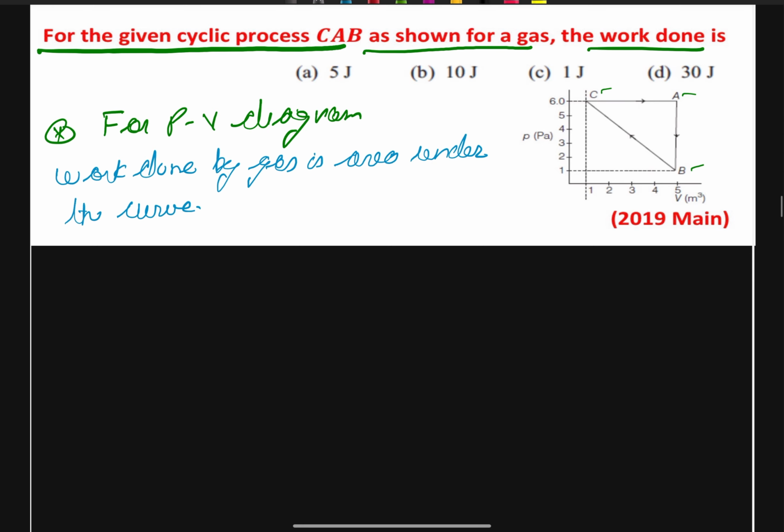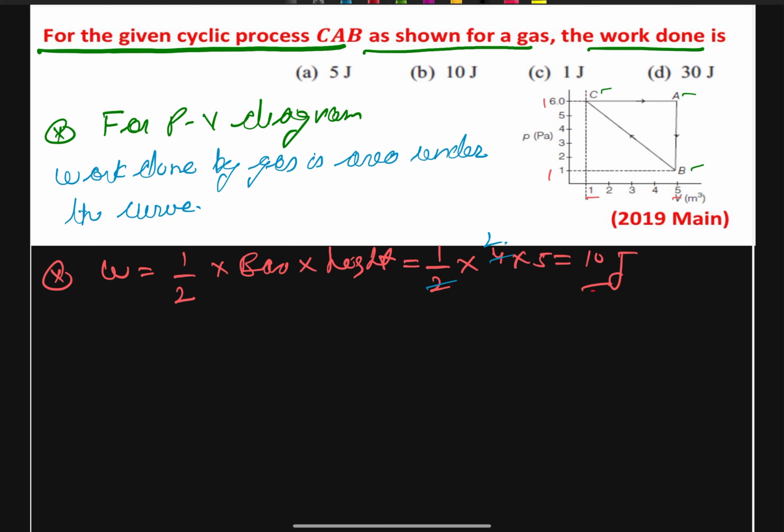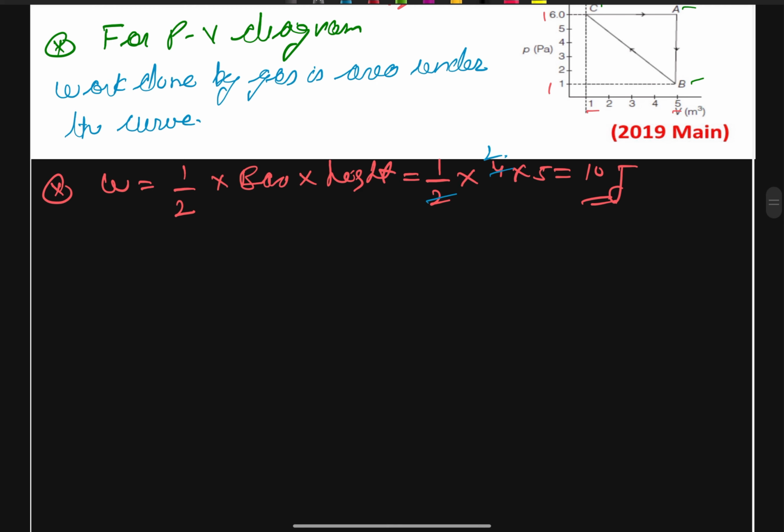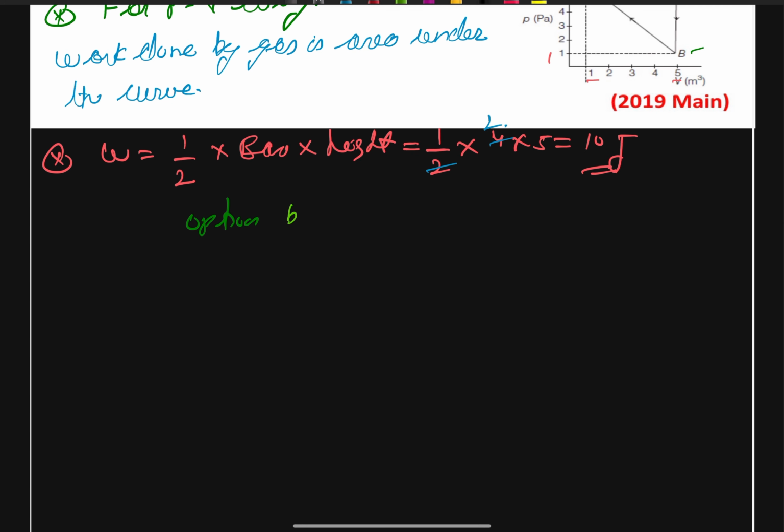Therefore, we can say that our work done W will be equal to half into base into height, which in this case is half into 4, this is 1 and this is 5, so it comes as 4, multiplied by 5, this is 1 and this is 6, so 4 goes by 2, this is equal to 10 joules. Option B is correct. Next question.